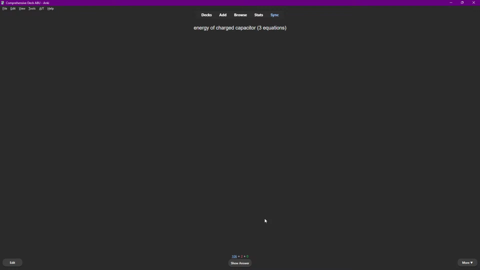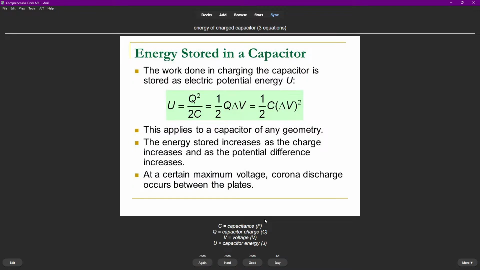Energy of a charged capacitor. Energy of a charged capacitor. I do not know what that means. What are you asking here is the question. Capacitance is equal to Q over V. So, let's just see. Potential energy is equal to Q squared over 2C.